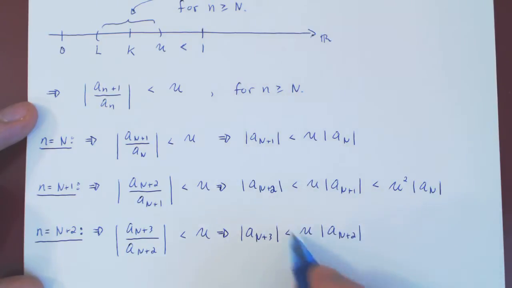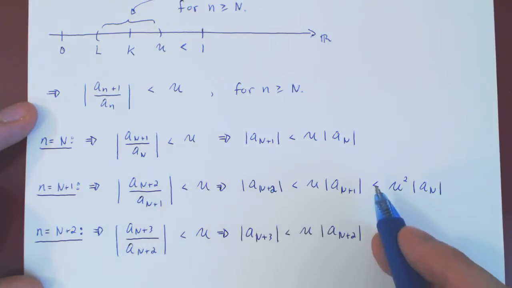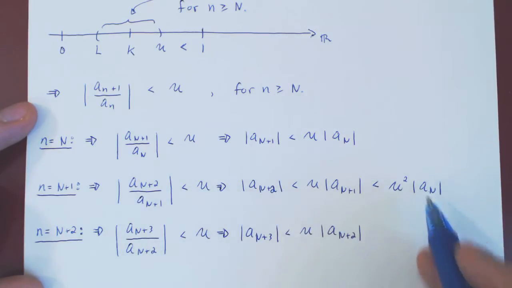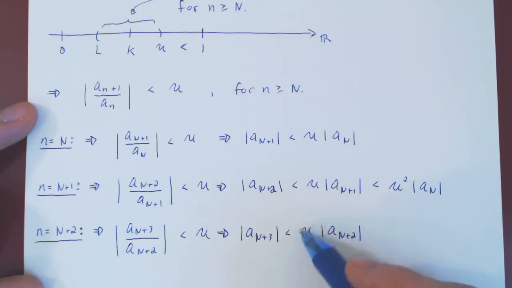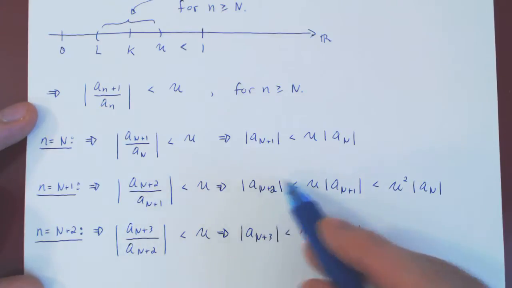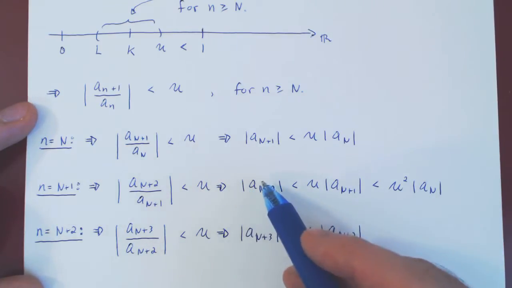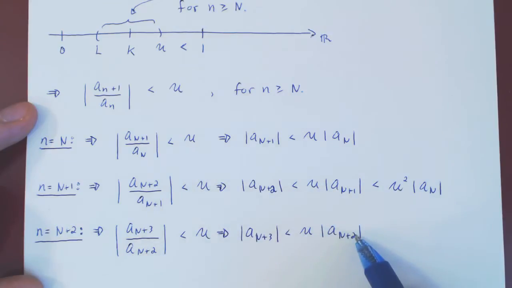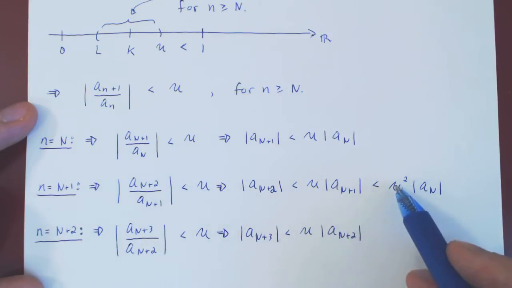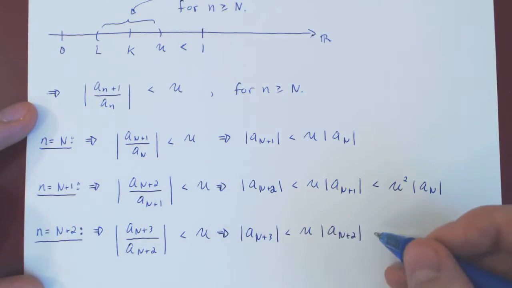And now let's look at our previous inequality. |a_{N+2}| is less than u squared times |a_N|. As u is non-negative, we can multiply across by u, and so u times |a_{N+2}| will be less than u times u squared, u cubed, times |a_N|.